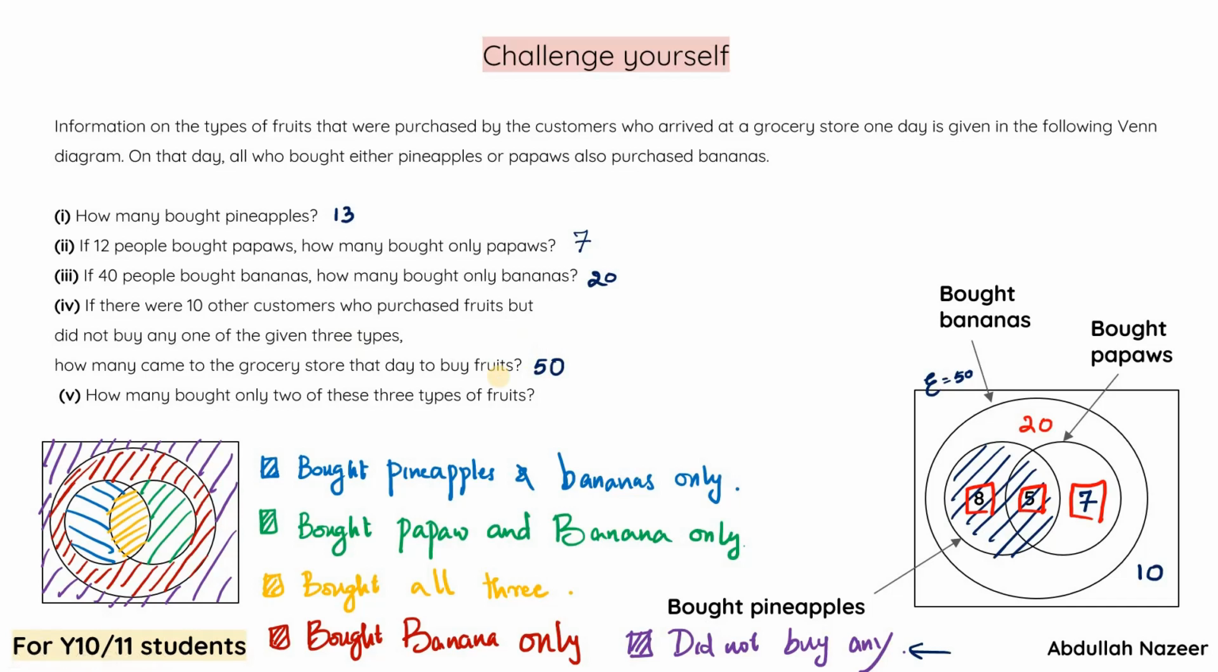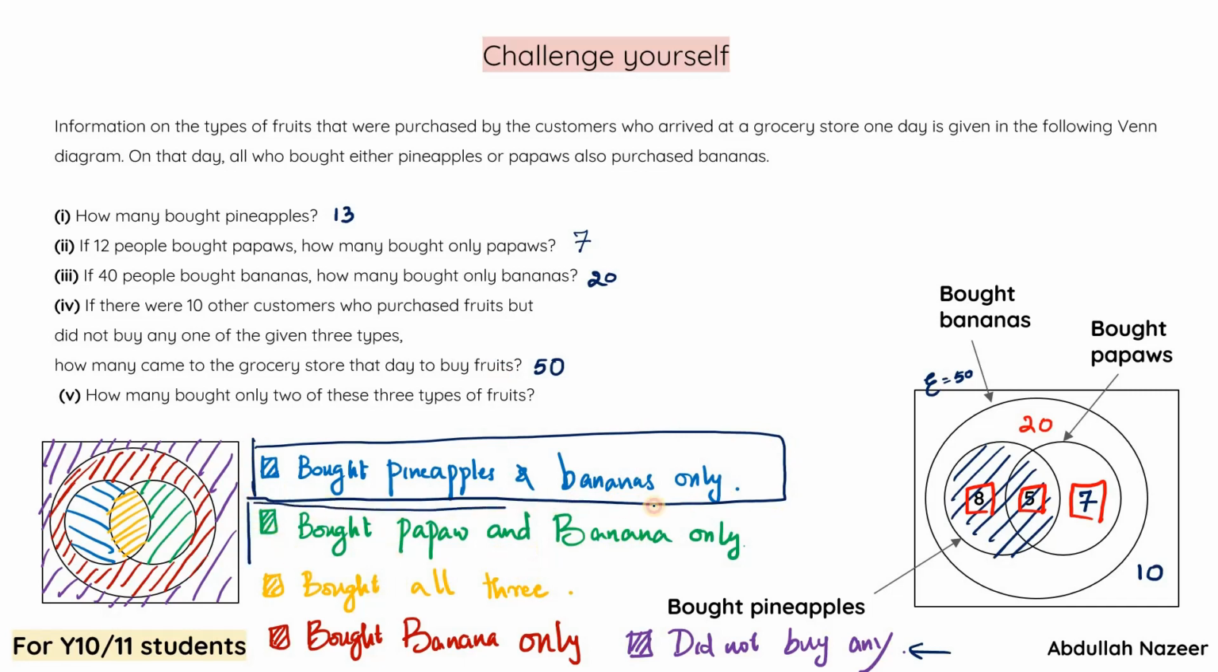Last question, how many bought only two of these three types? So two of these three types is basically this one, pineapple and banana only, and papo and banana only. These are the two areas that talk about 2 out of 3 items, and they've mentioned only 2 of these 3 items. So we don't take all 3 into consideration for this question. We only think about the regions that talk about the customers who bought 2 of these 3 types, which is this region and this region.